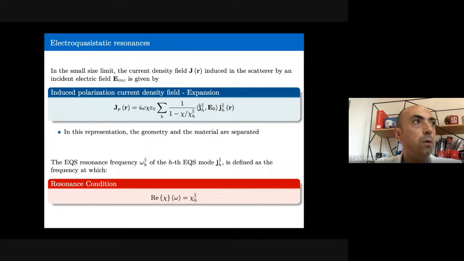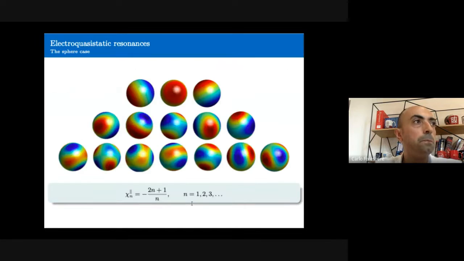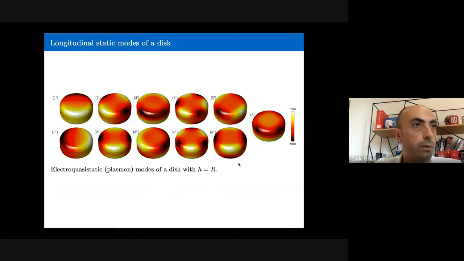By doing this expansion, we see that it has a zero in the denominator in correspondence of the plasmon resonance. So in such a way we can generalize the Fröhlich condition to any shape by looking at the eigenvalues and eigenvectors of that operator. Those are some examples: the first three plasmonic modes of a sphere. In the first row you see the dipole mode, in the second row the quadrupole, then the octupole. Those are the eigenvectors of that operator.